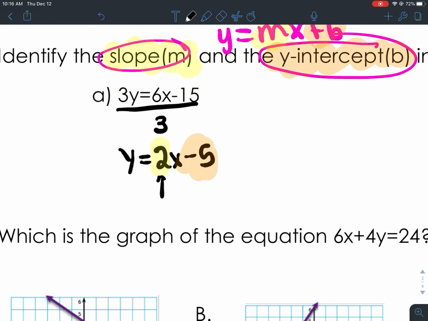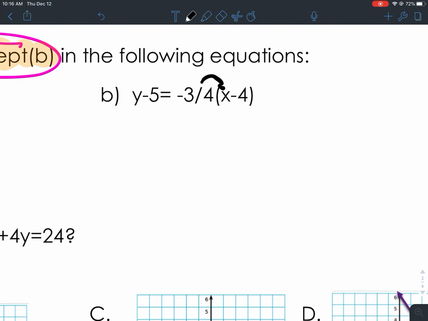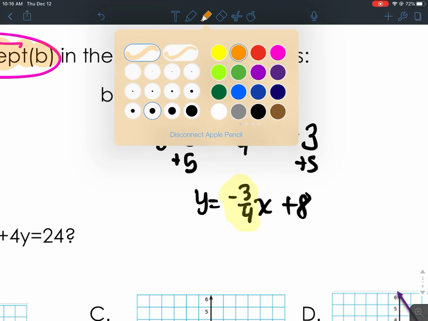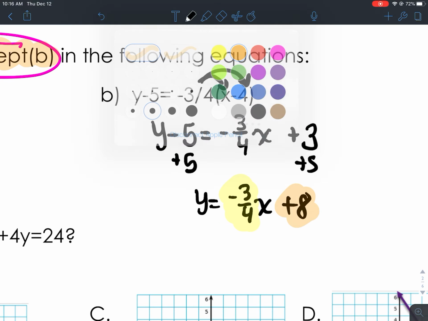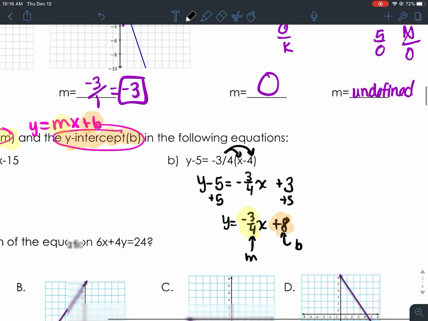So that's your m, and that's your b. For the second one, you want to distribute first. And that's going to be plus negative 3 times negative 4 is positive 12 divided by 4 is 3. And then you add 5 to both sides. So then your slope would be negative 3/4, and your y-intercept is 8. So I should label underneath. Or positive 8.